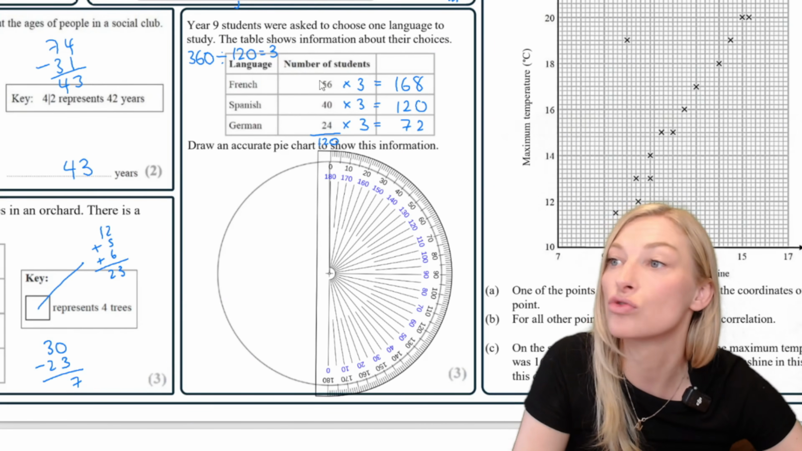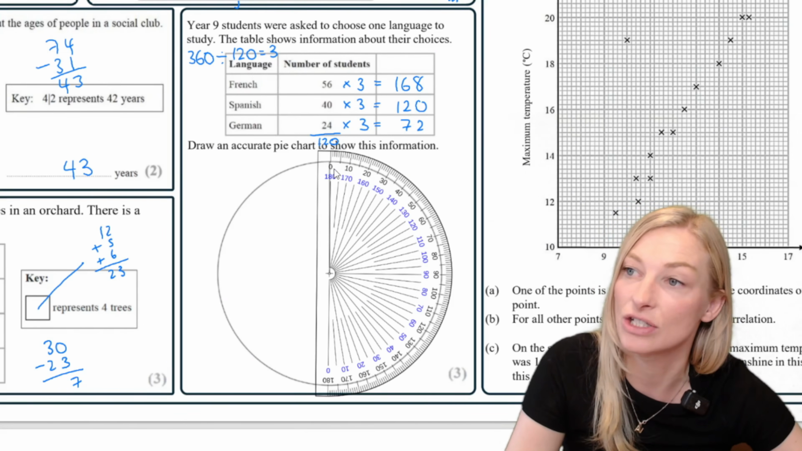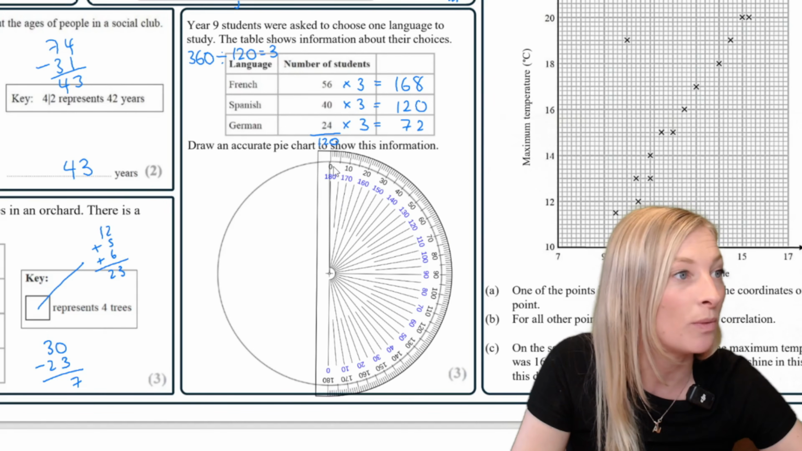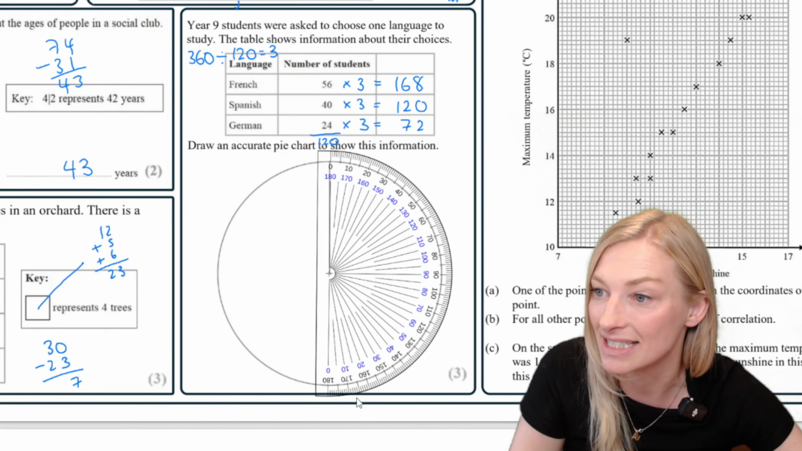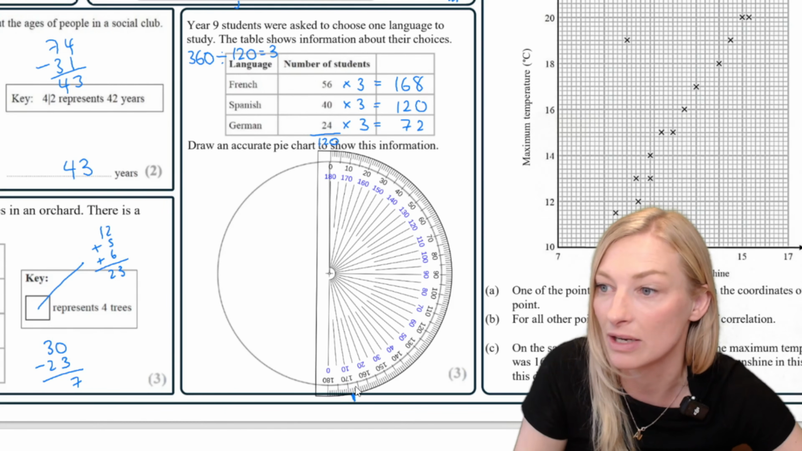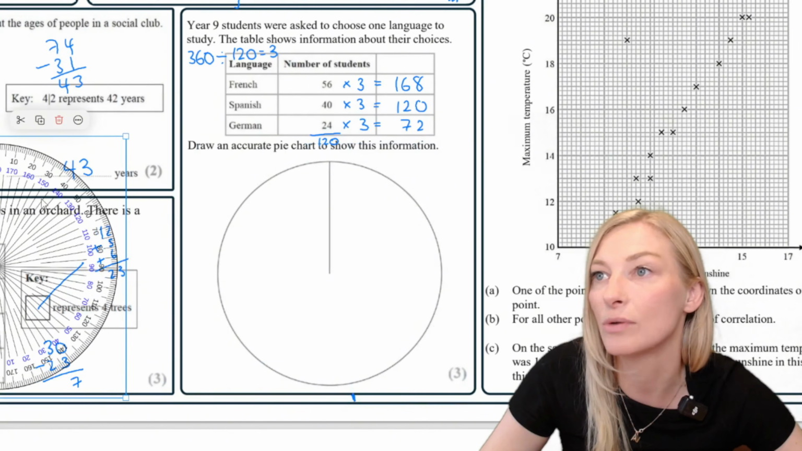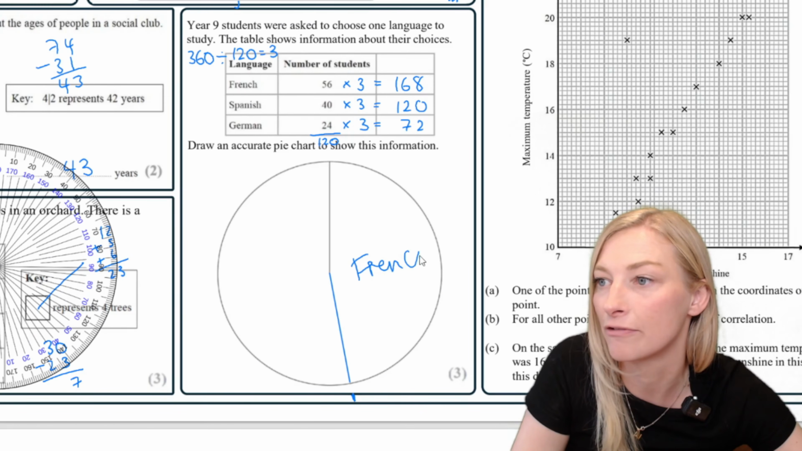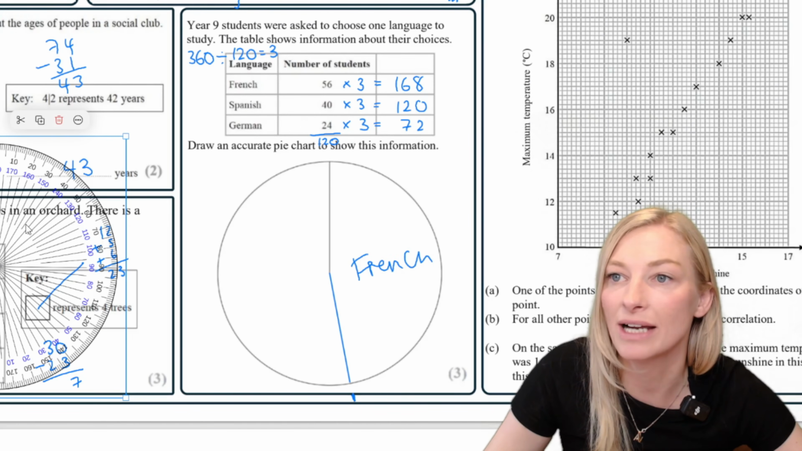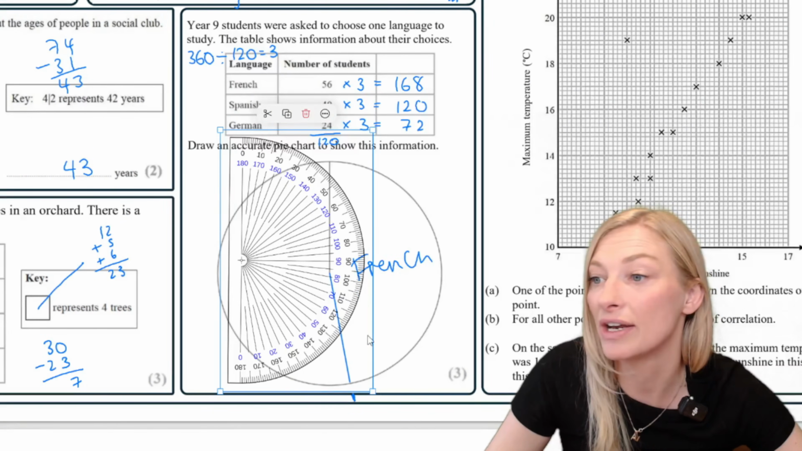Let's start then by drawing our 168 degrees. I've put my protractor here with the 0 at the top there, and I'm going to go round to 168, which would be down here, looks a little bit like that. Move your protractor out of the way, and then join that up with a nice straight line from the middle to that point, and we're going to say that that is French.